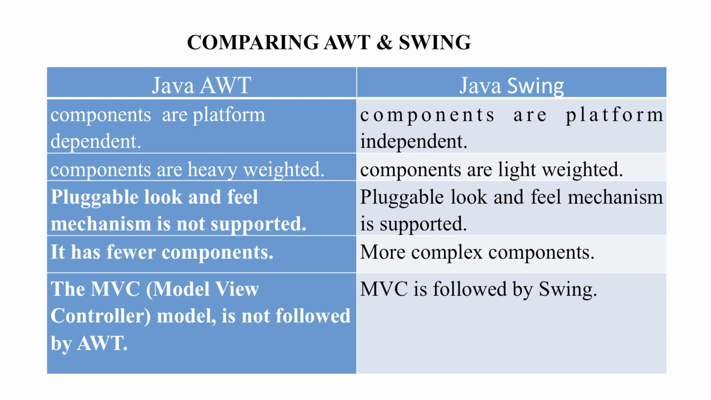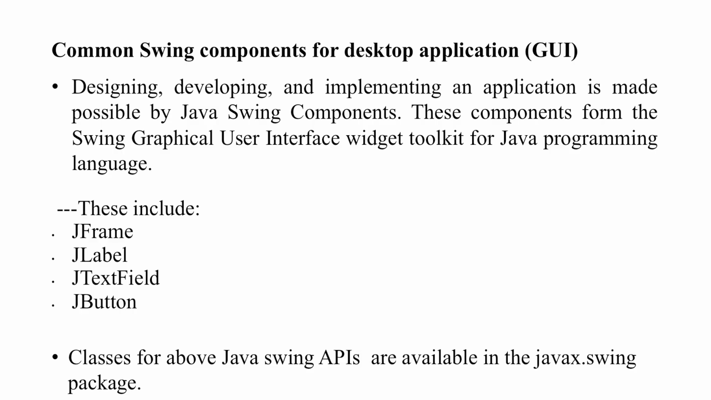In Java AWT, MVC, model view controller, is not supported or followed, which means it doesn't separate the business logic and the display, while Java Swing supports MVC, model view controller. Now Java Swing components are used for designing, developing and implementing applications.